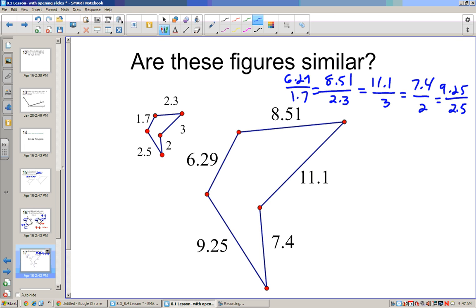So we'd want to divide out all of these, and each one equals 3.7. All of these are going to equal 3.7. And what we see here is that these figures are going to be similar.